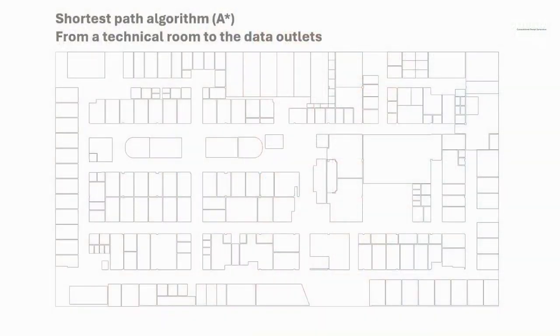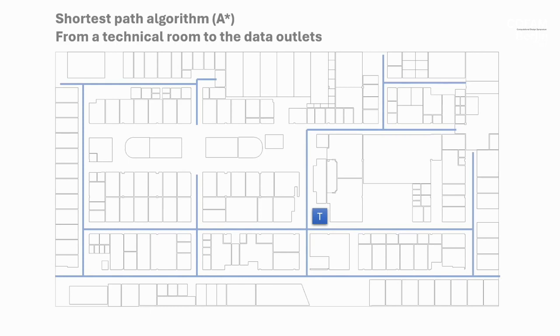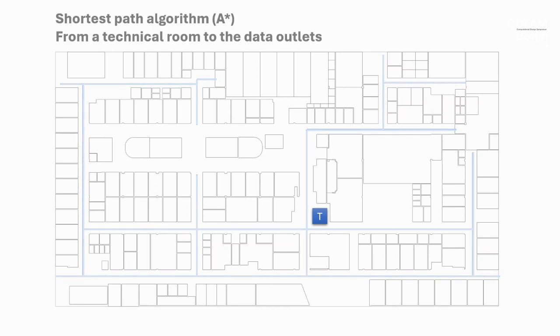Just to give you a bit of context, this is a floor plan of a random, actually a hospital. And we have a technical room. From this technical room, we define the network, basically the corridors, because in all these buildings, the cables are traveling through the corridors. Then we start defining the shortest path. We use the shortest path algorithm, in this case, A*, to find the shortest path from the technical room to another room in the floor plan. Then we do it another time.